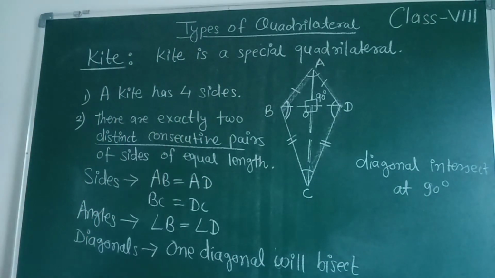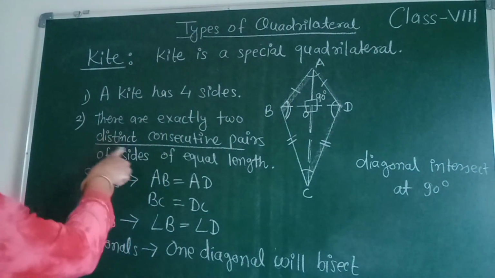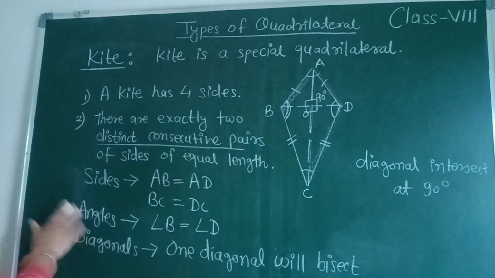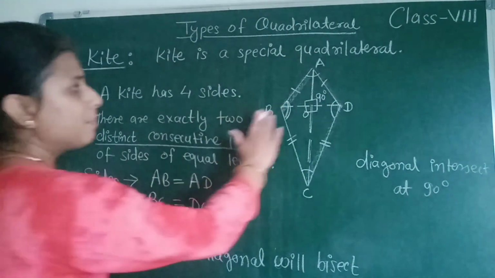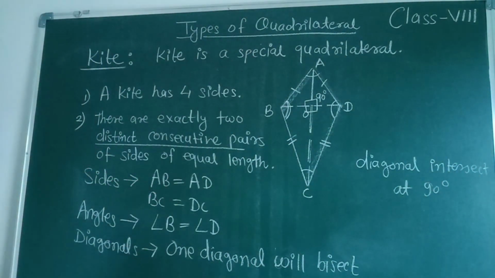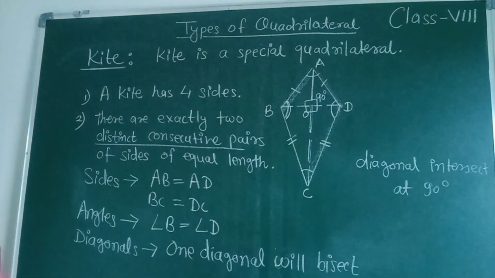These are the few important properties of this kite. A kite has 4 sides and 2 consecutive pairs of sides of equal length. And what about angles? One pair of opposite angles will be equal. And what about diagonals? One diagonal will bisect and diagonals intersect at 90 degrees.